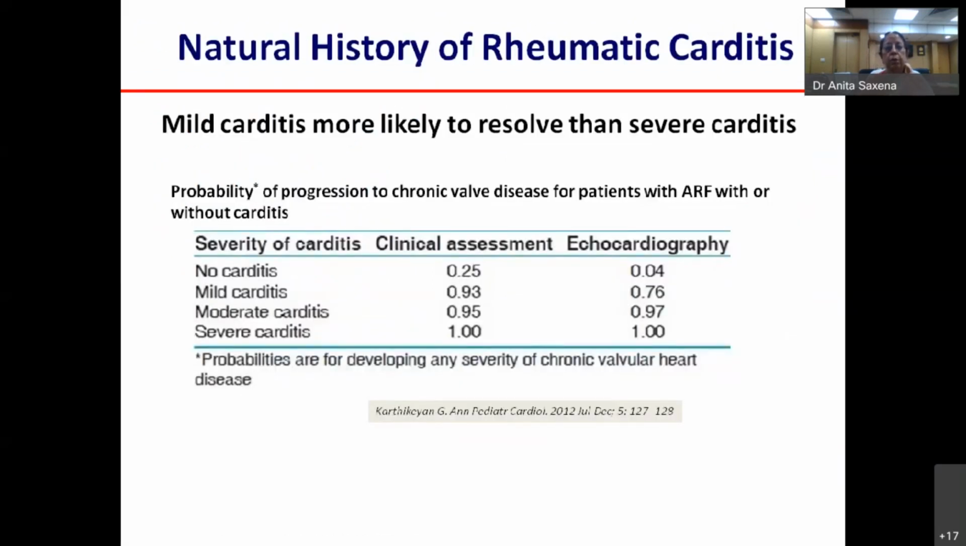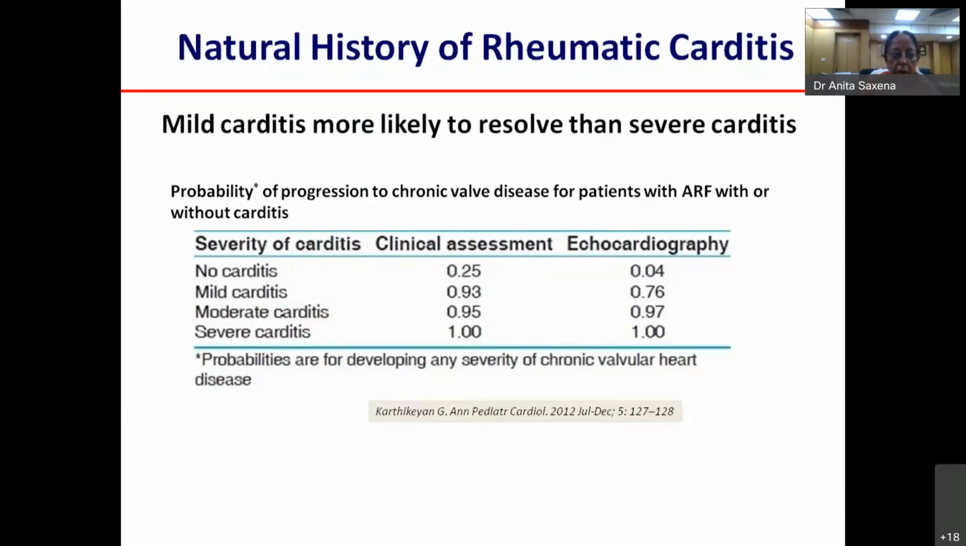Now, what is the natural history of rheumatic carditis? The milder the carditis, the better the prognosis. And this is a study that is compiling some of the data which has been published in the past. And it shows that if there is no carditis in the initial episode, the likelihood of rheumatic heart disease is nil.